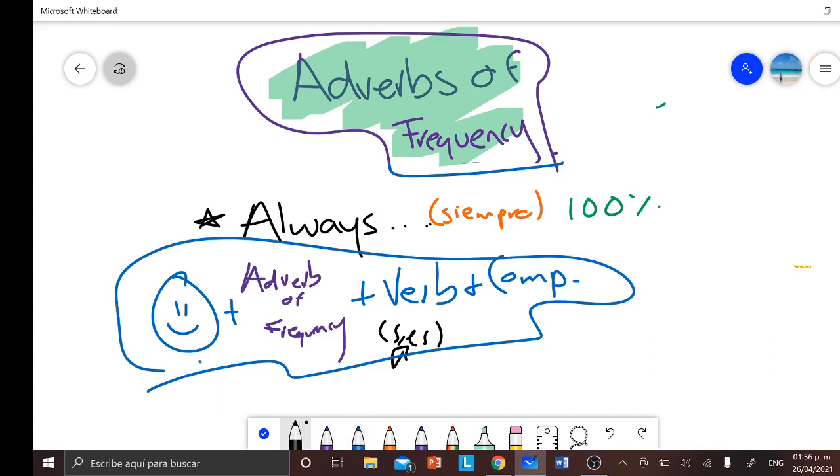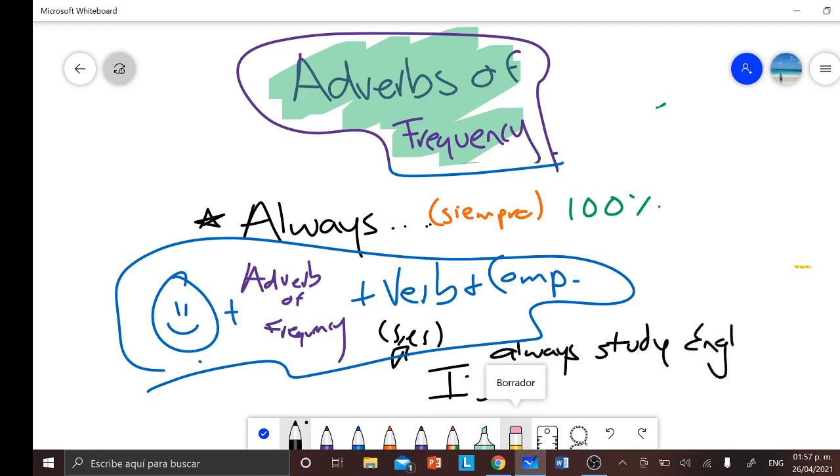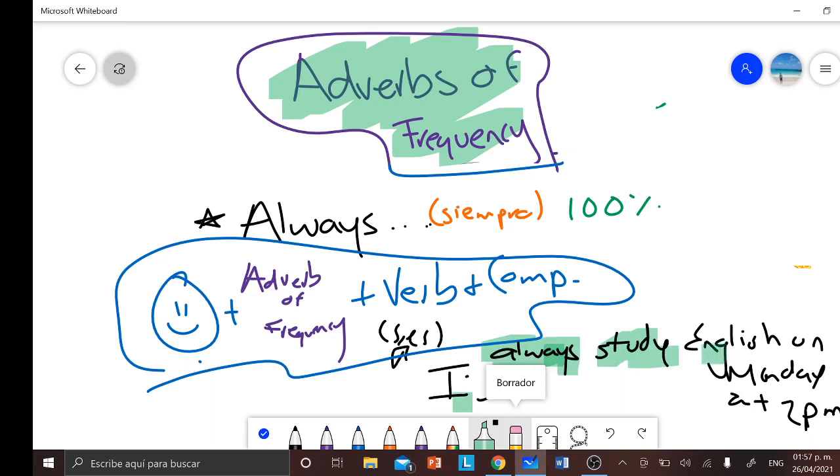Okay, and now an example, we can just say: I always study English on Monday at 2 p.m. There you go. Over here I have the adverb of frequency, which is always. Yo siempre estudio inglés on Monday at 2 p.m. Estoy describiendo qué tan seguido hago o no hago una actividad. Okay, over here I'm just saying always, que es siempre, y el always es un adverb of frequency y es el que estoy agregando after the subject.